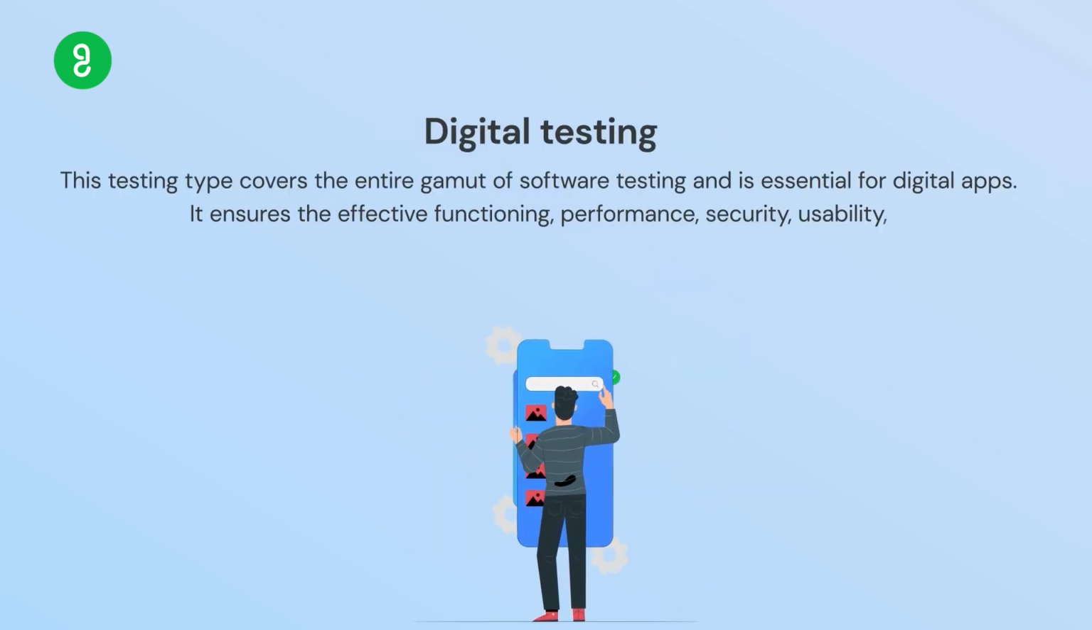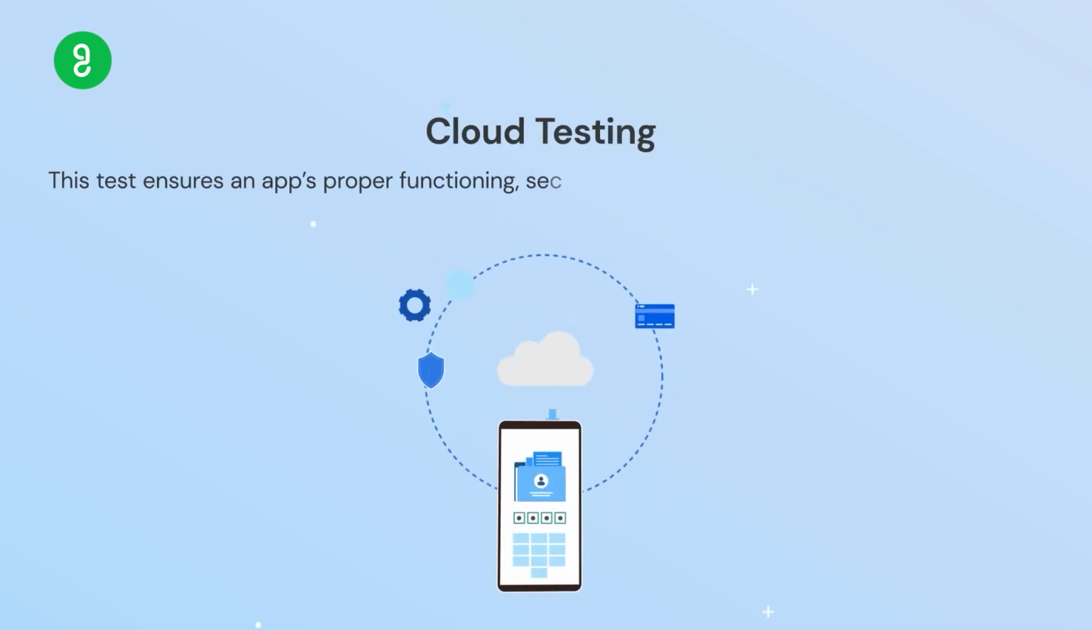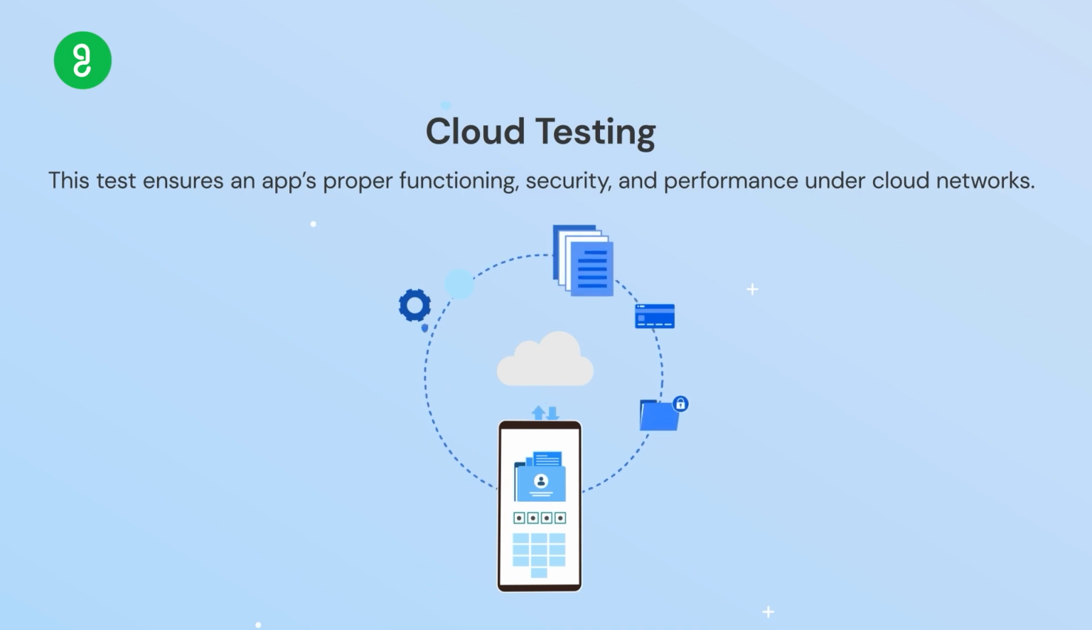Digital testing. This testing type covers the entire gamut of software testing and is essential for digital apps. It ensures the effective functioning, performance, security, usability, and accessibility of digital apps. Cloud testing. This test ensures an app's proper functioning, security, and performance under cloud networks.